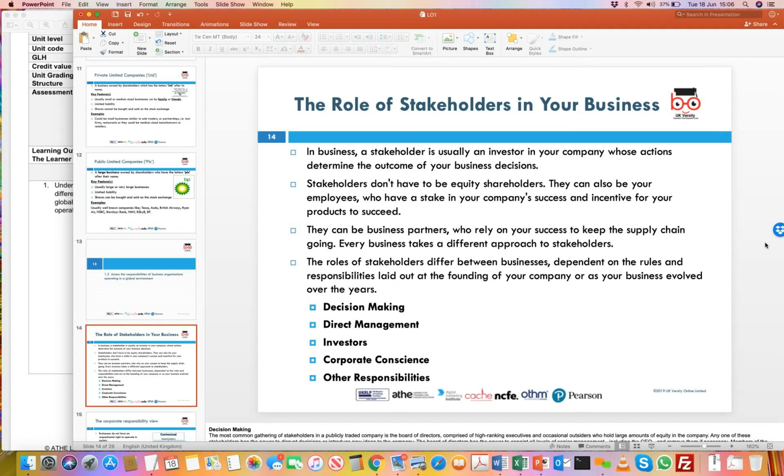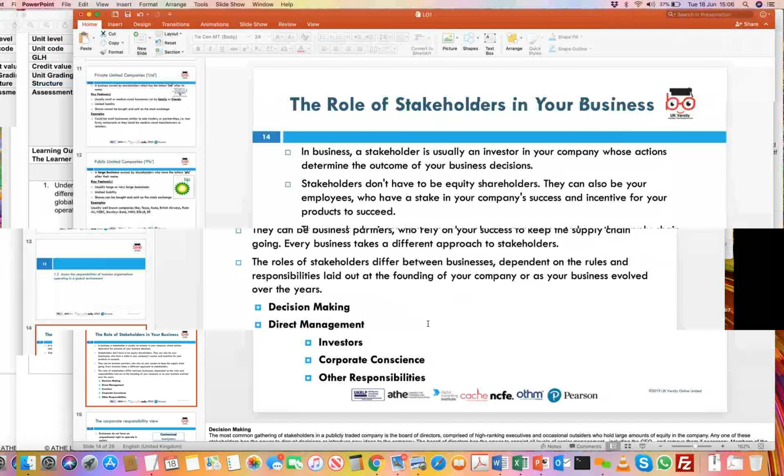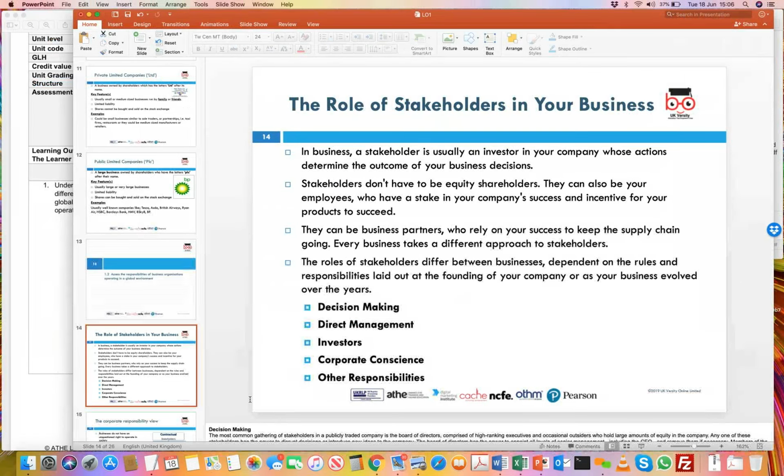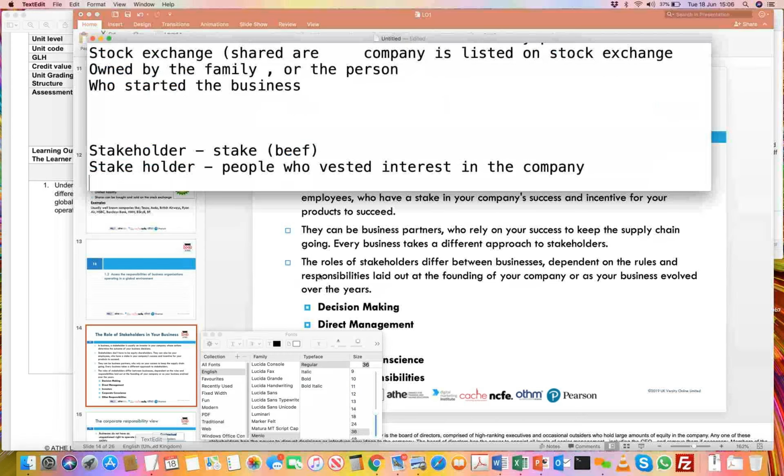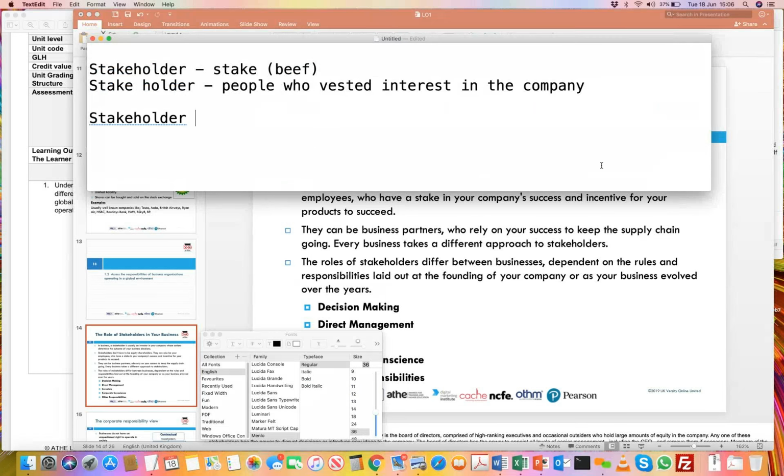They take care of money. Shareholder and stakeholder are different. One of the stakeholders can be shareholders. That means people who own shares in the company are also stakeholders of that company.